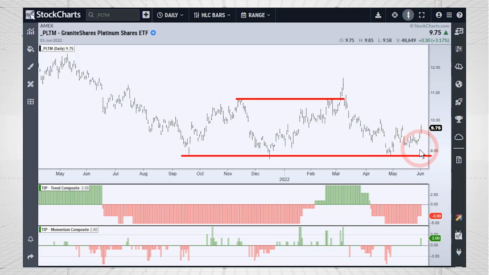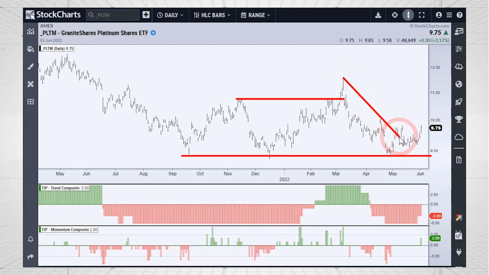But what's really interesting is gold is down over the last 23 days. Silver is, palladium is, and so is the base metals ETF, and so is copper. All the metals are down over the last 23 days, the past month. But palladium is up. Platinum is up. So platinum is showing some relative strength.